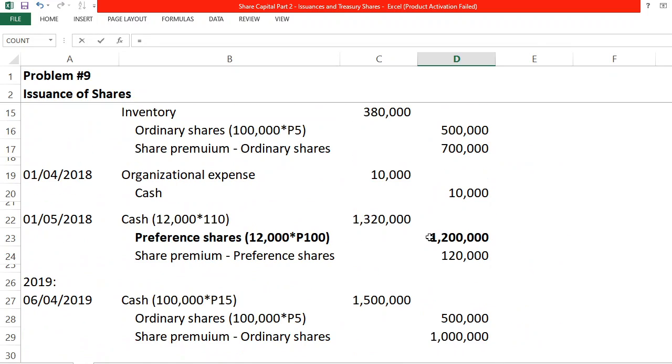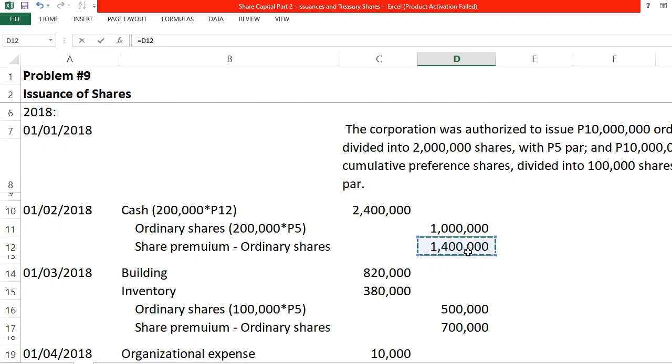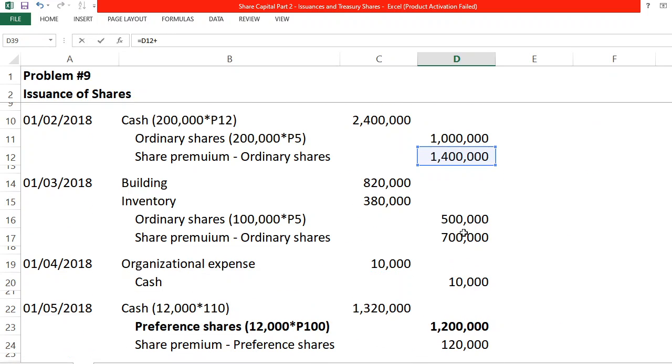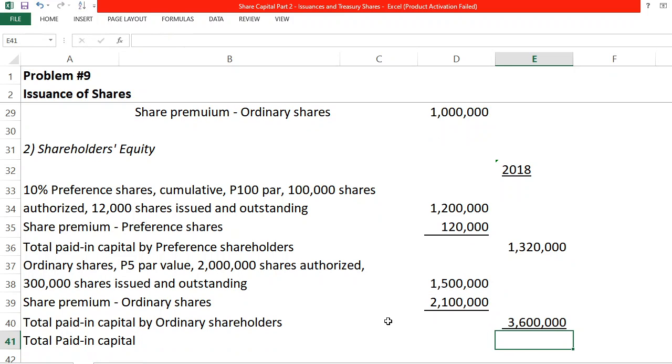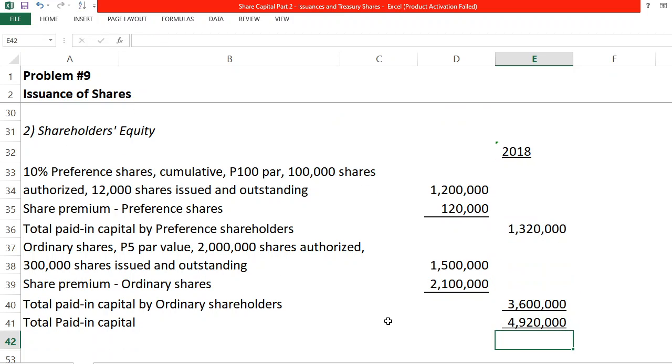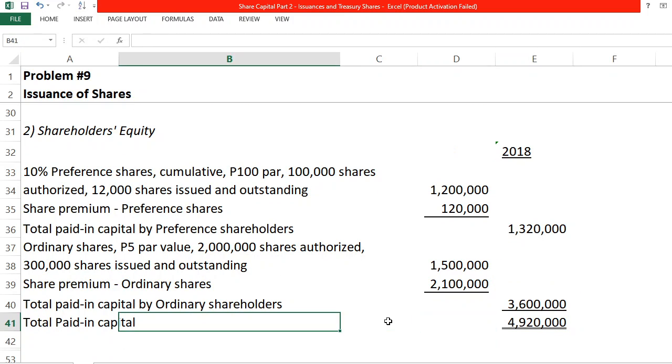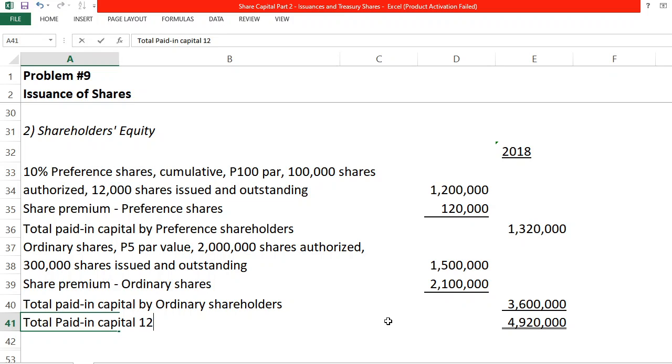How about our share premium? Let's add 1.4 here and another 700 here. There is nothing else; this one is preference. So we have 2.1. Therefore, we have 3.6, and our total paid in capital as of December 31, 2018 is 4.92 million.